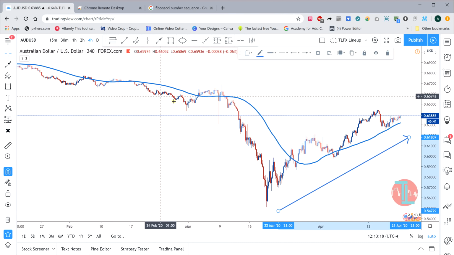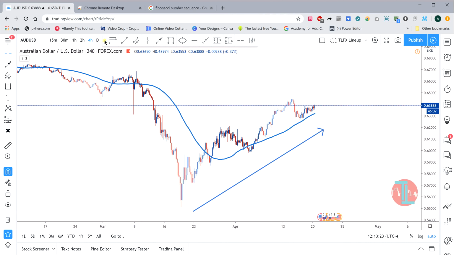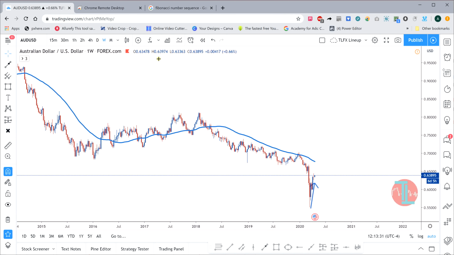Boom. All right, so one of the first things that I do, I usually start on my 4 hour, but because we're in the beginning of the week, let's go out to the weekly. All right, so we can see that we are coming off of a long downtrend.